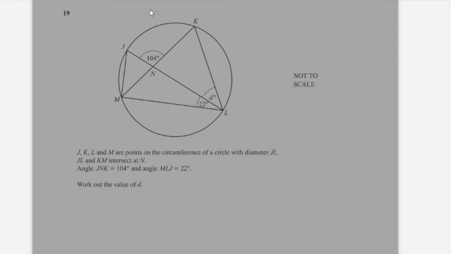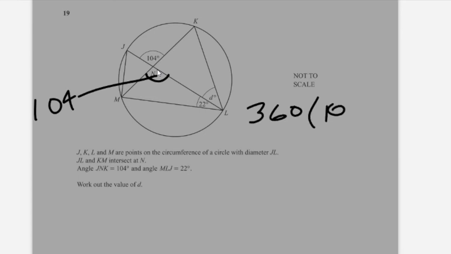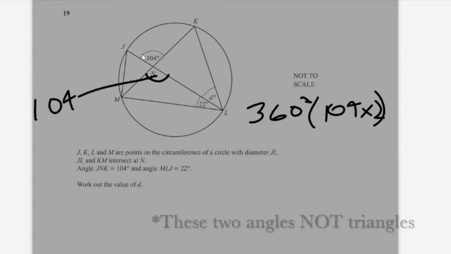Alright, so as we can see over here, this angle M and L is vertically opposite to J and K, which would mean this is 104 degrees. And similarly, we can work out the values of this angle and this angle. Both of them are also vertically opposite angles. So if we subtract 104 times 2 from 360 degrees, that would give us the sum of these two triangles.